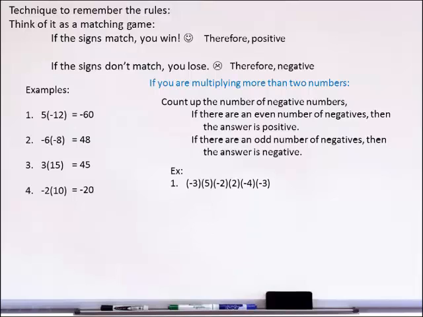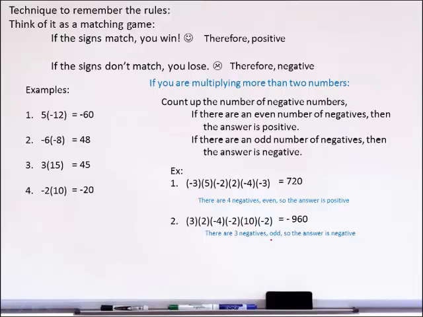So for example, if I look at this problem, I have 1, 2, 3, 4 negatives. So my answer will be positive 720. And what I did is I counted up the 4 negatives. I knew it would be positive, and then I just went 3 times 5 times 2 times 2 times 4 times 3, and I didn't worry about the signs anymore. Here I have 1, 2, 3 negatives. So I have a negative 960 because the 3 negatives were odd, so my answer was negative.